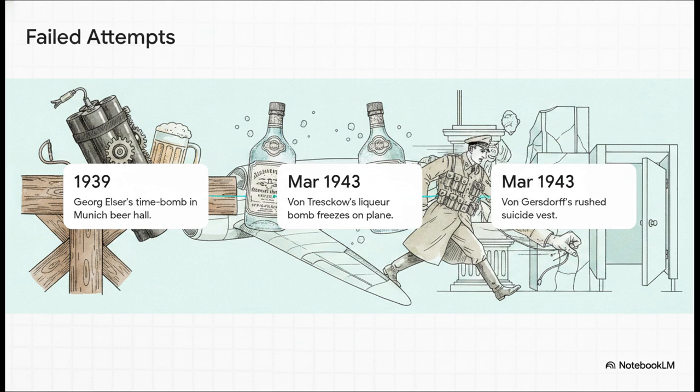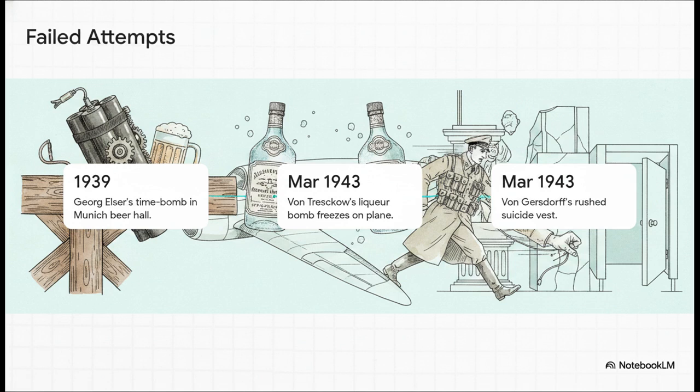But what is truly staggering is how many of these failed just because of sheer blind luck. In 1939, a carpenter named George Elser planted a time bomb in a Munich beer hall, but Hitler just unexpectedly cut his speech short and left early. Then, in 1943, a conspirator smuggled a bomb disguised as liqueur bottles onto Hitler's plane, but the detonators literally froze in the unheated cargo hold.